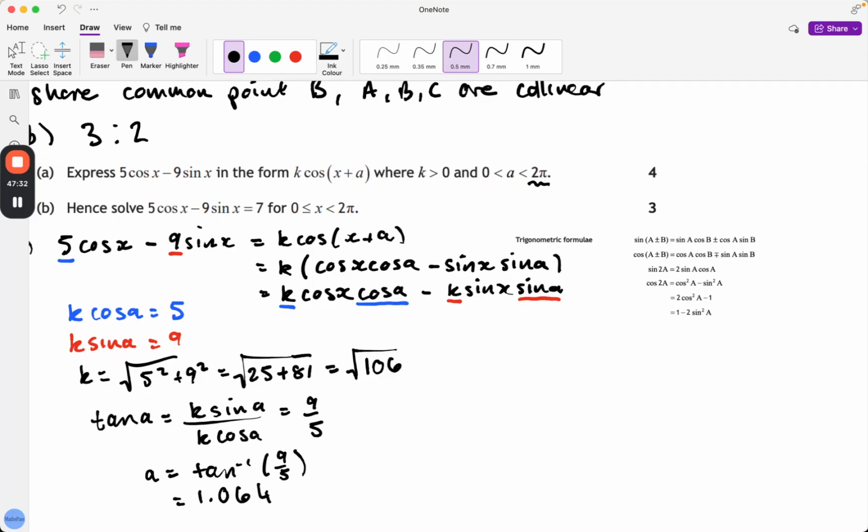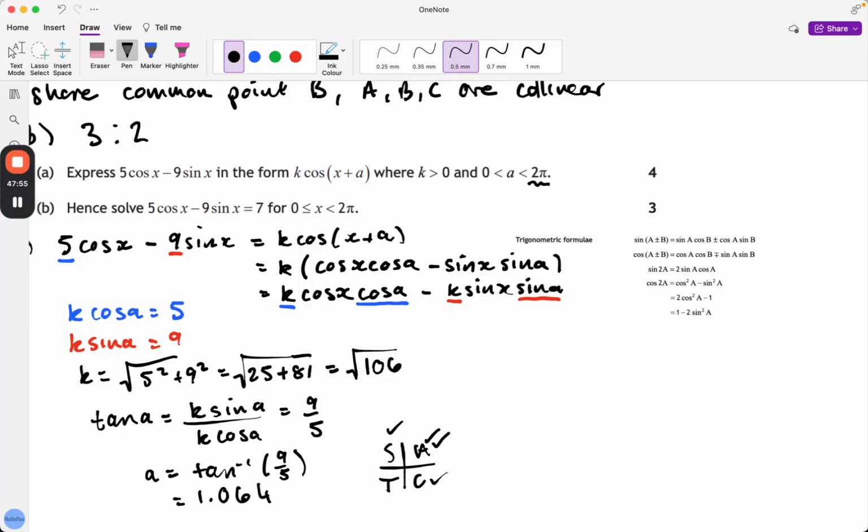Then you just want to make sure that it is in fact positive in all, with a little CAST diagram. And don't forget to have a look at whether your sine and your cos were positive. So we can see that our sine was a positive 9, so you would tick your all and your sine there. And we can also see that our cos was a positive 5, so it was also positive in cos. And so we would also tick our all and our cos.